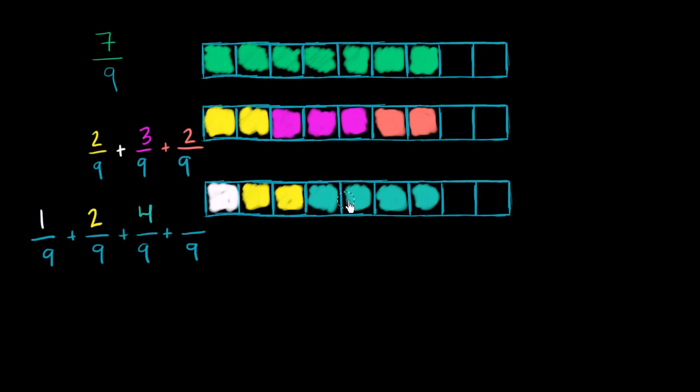So what can we put here? Well, we could say 0 9ths. Why not? We could call this one right over here 0 9ths. And how would we visualize that? Well, that's literally saying none of these. No 9ths right over here. So this is 1 9th plus 2 9ths plus 4 9ths is equal to 7 9ths. So these are all different ways to decompose the exact same fraction.